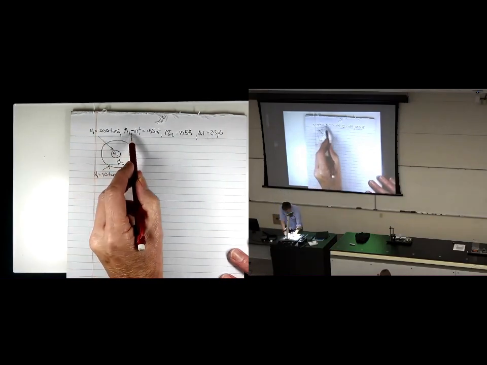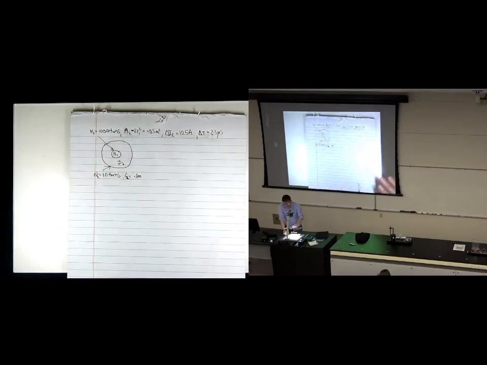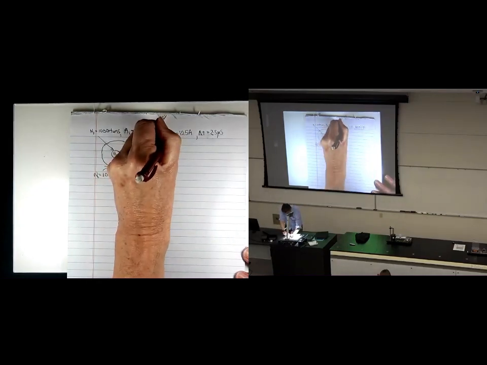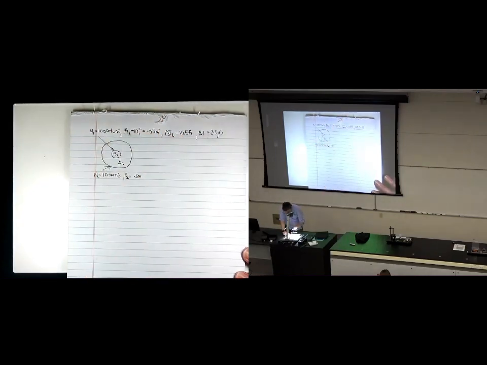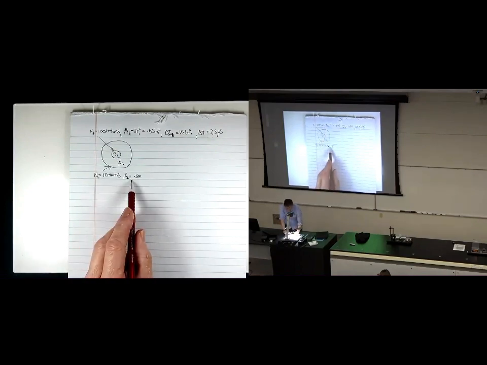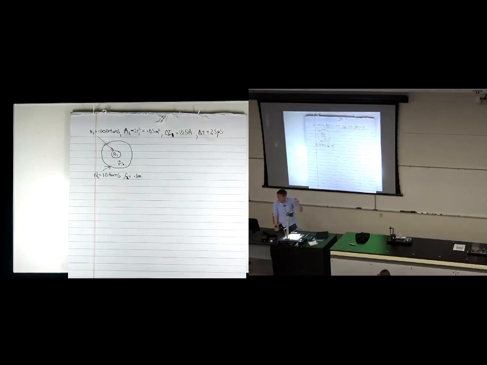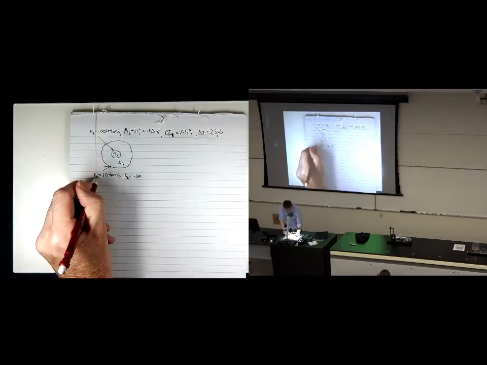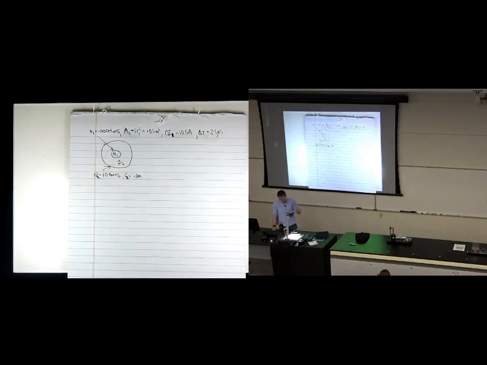Upstairs here, I've listed all the quantities I know about the solenoid. We know the number of turns, N1. We know the cross-sectional area, A1. We know the current change in the solenoid, I1, and we know the time that current was changed in. Then I did the same thing for the coil down here. We know the number of turns of the coil is 10. I call that N2. And we know the radius of the coil, that's R2. So that's all the information we were given.